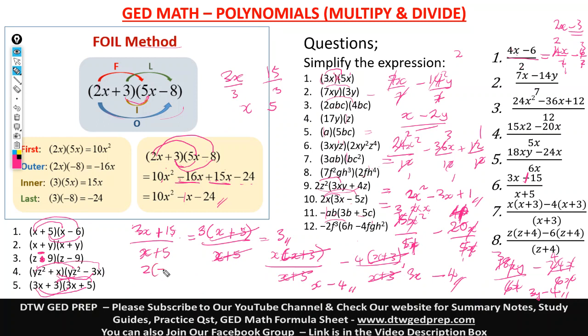Do you see that? The same thing applies here. We have z plus 4, we divide by what? z plus 4 minus 6 times z plus 4, divided by z plus 4. This will cancel, this will cancel, this will cancel, this will cancel. We're left with what? z minus 6 as our answer.